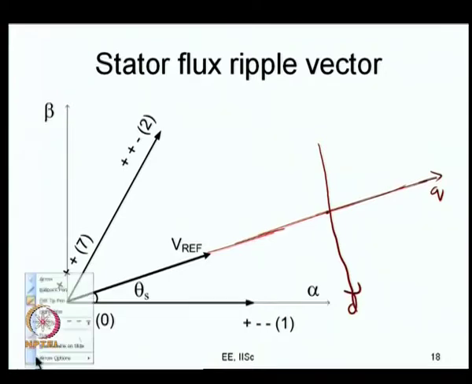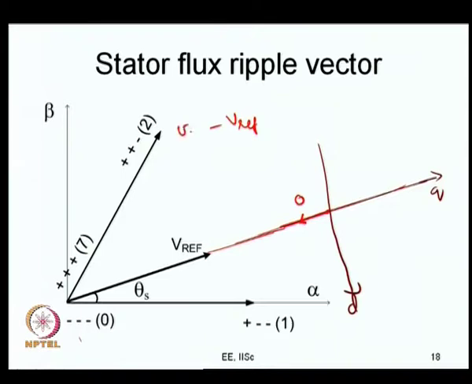When the 0 vector is applied, your error vector is like this. This is what your error vector is: minus V reference vector. If you recollect, VQ tilde is equal to minus V ref, and VD tilde is equal to 0. So, for this you get your error going around like this, something of the sort.